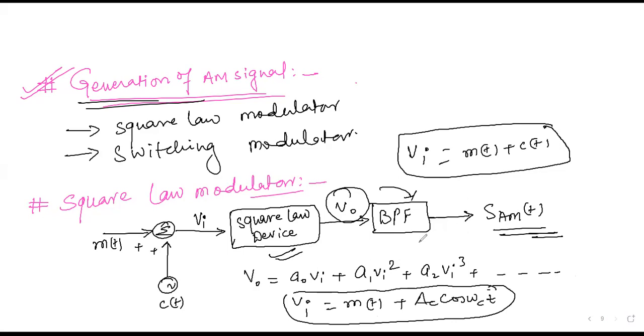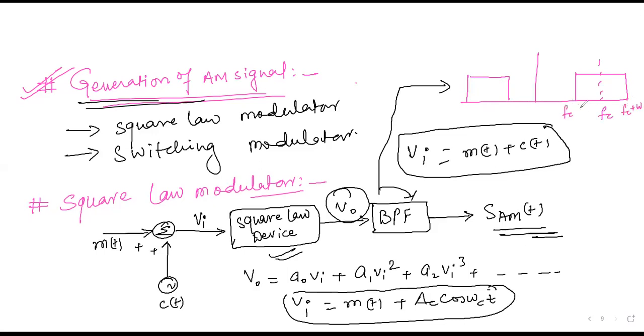Got it, my dear friends? What is the band pass filter? This is your band pass filter, in which a particular band of frequencies passes. Let's say this is fc, this is fc plus W, fc minus W. This is minus fc, minus fc plus W, minus fc minus W. This is 2W bandwidth.